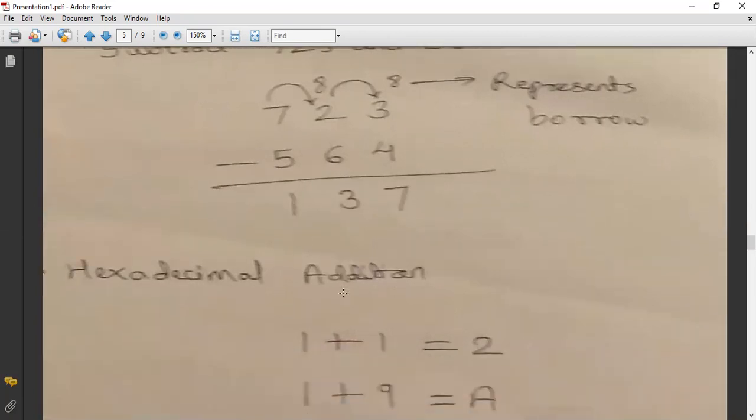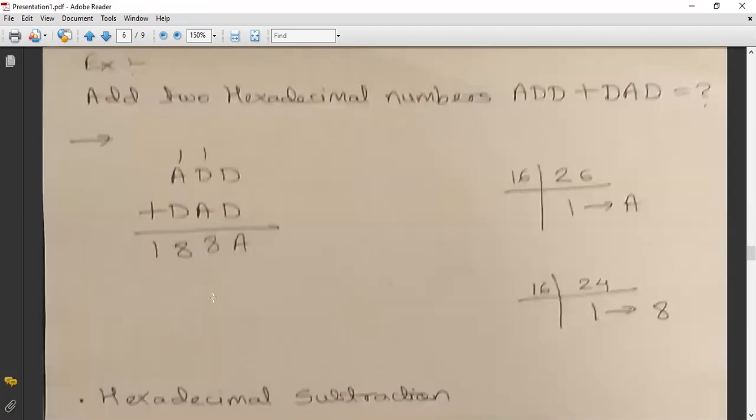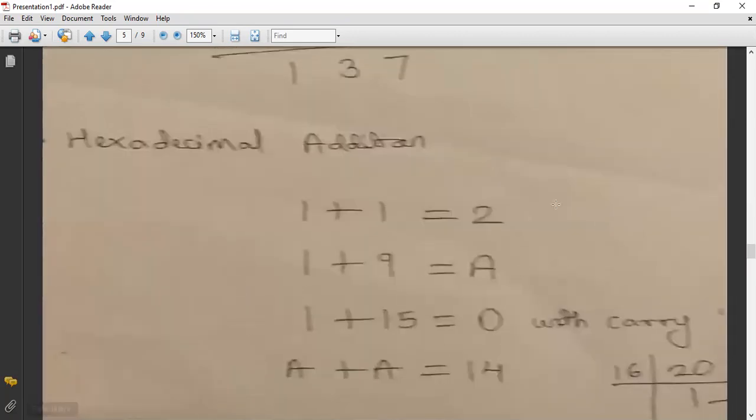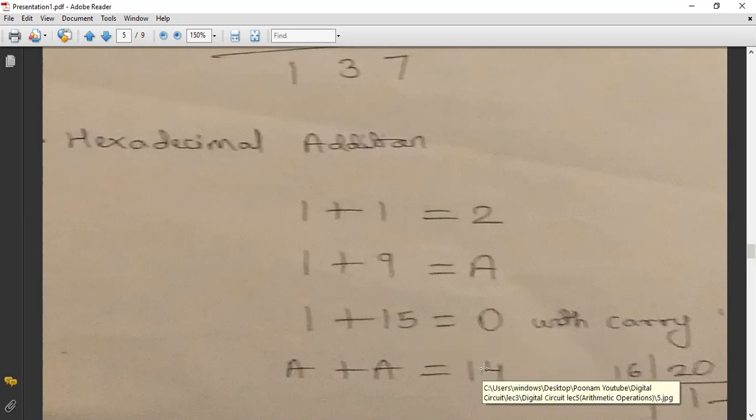Okay, now let us go further and understand hexadecimal addition. These are the rules for hexadecimal addition. 1 plus 1 is 2. 1 plus 9 is what? 10. But in hexadecimal form, 10 is represented by A. Okay, 1 plus 15 is 16. But in hexadecimal form, we only have the numbers 0 to 15. So here it will be 0 with carry 1.